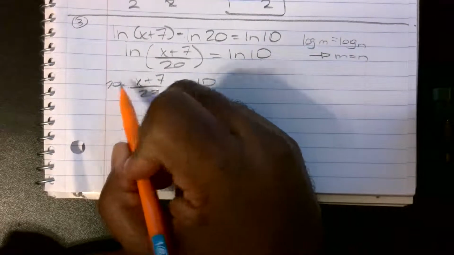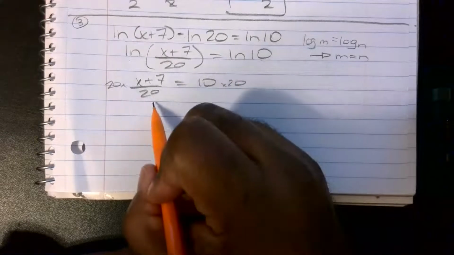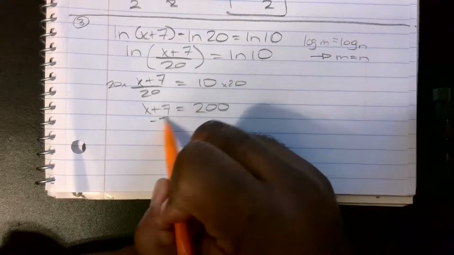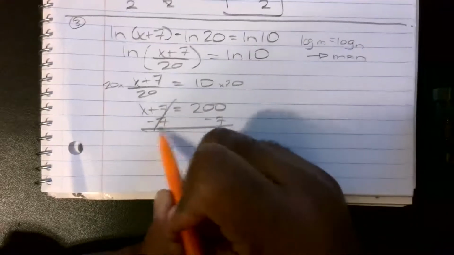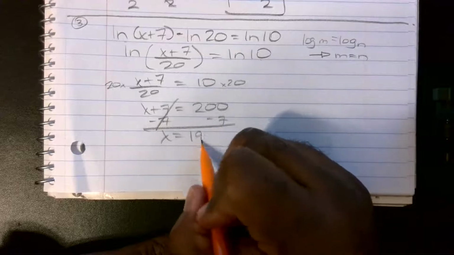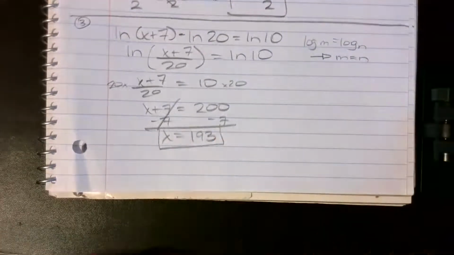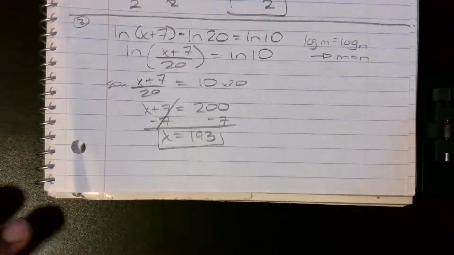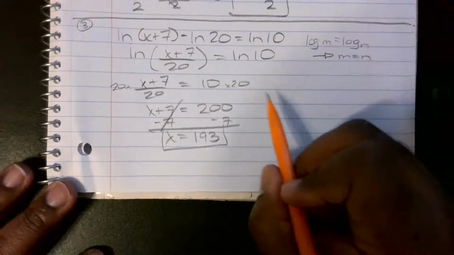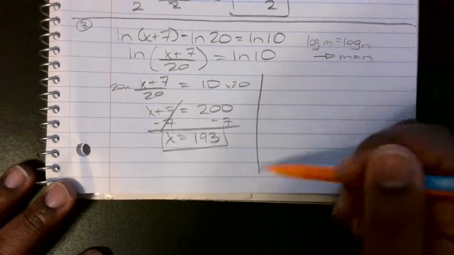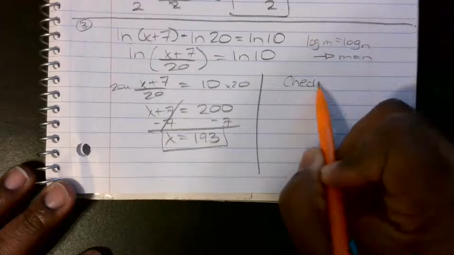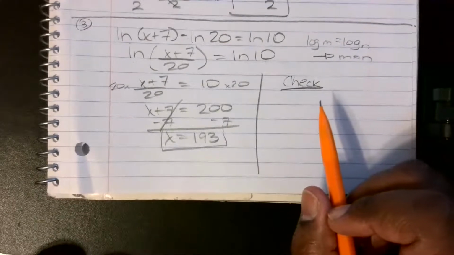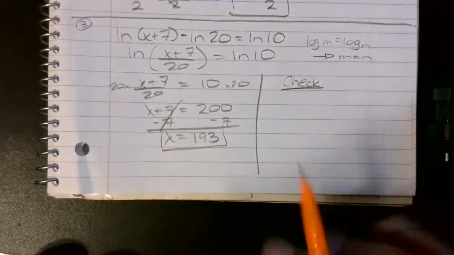20 times both sides, and we end up with x plus 7 is equal to 200, and 7 minus 7, x is equal to 193. It is even more important here that we double check this, because especially with logarithms, you can't do the natural log of something less than zero. You got to check it. Long story short.